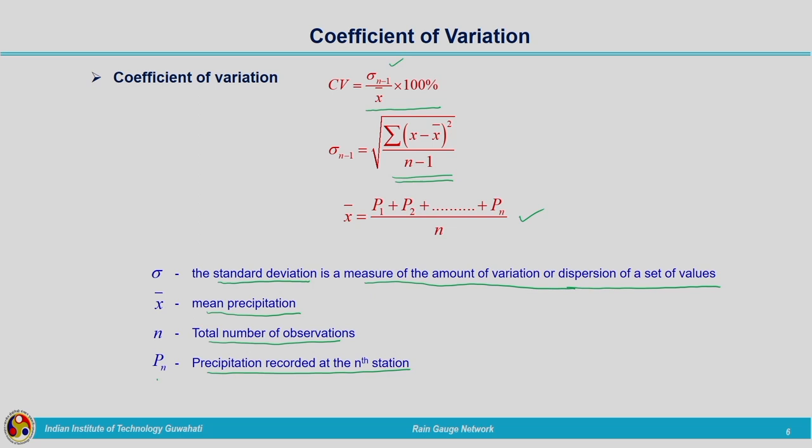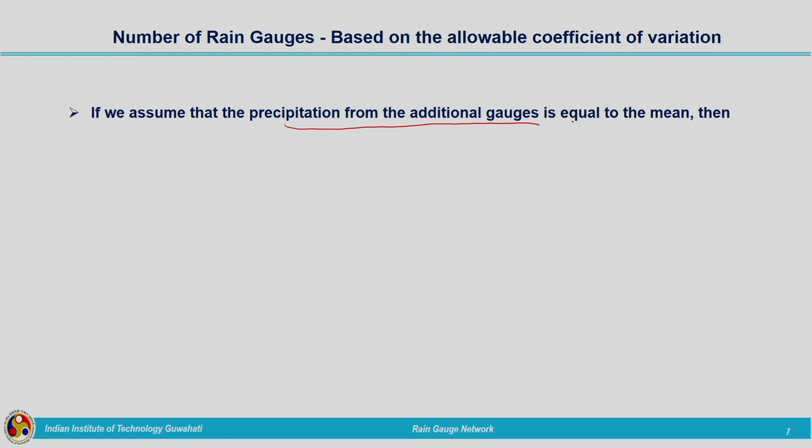And how can we understand that extra rain gauges are required? That is, we need to have an expression for calculating the number of rain gauges. So, how can we get the extra number of rain gauges? In that case, we are assuming that the precipitation from the additional gauges is equal to the mean. The mean we have already calculated, and we are assuming extra rain gauges will be providing rainfall equal to the mean. After that, we will be making use of this formula: N desired is equal to (CV existing divided by CV desired) all squared, multiplied by N existing.